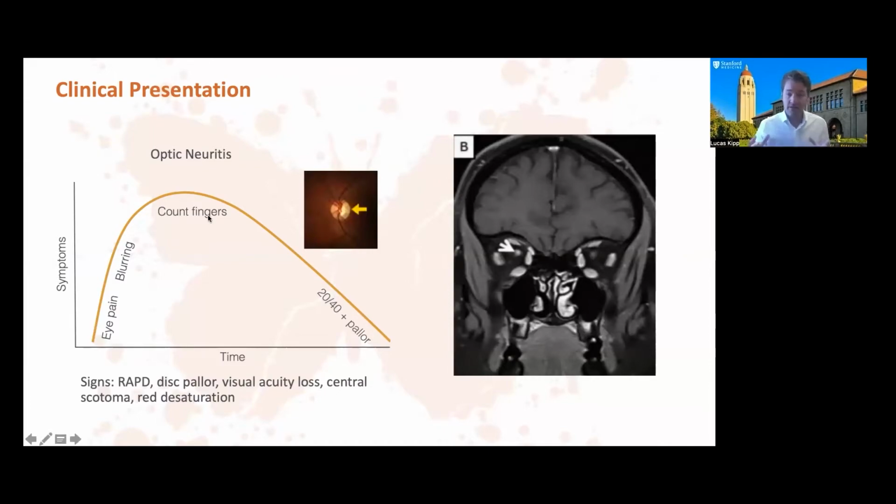So now that this woman has had 2 episodes of inflammation that's occurred in the central nervous system that sound like 2 typical demyelinating events, she would meet our diagnostic criteria for multiple sclerosis.